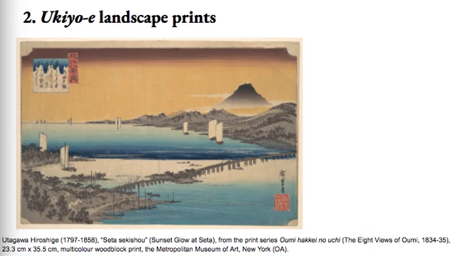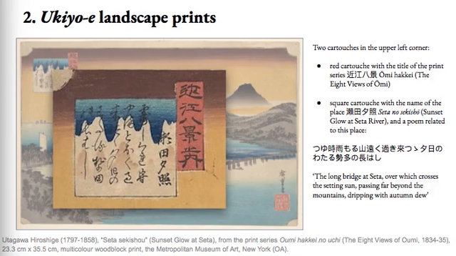For example, this print by Utagawa Hiroshige from the woodblock print series The Eight Views of Omi. The inscription in the square cartouche in the upper left corner features the poem: The long bridge at Seta, over which crosses the setting sun, passing far beyond the mountains, dripping with autumn dew.